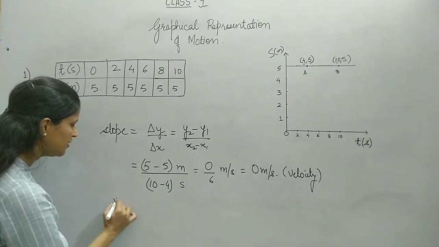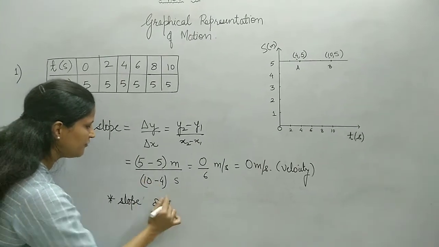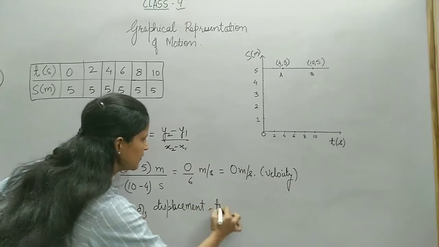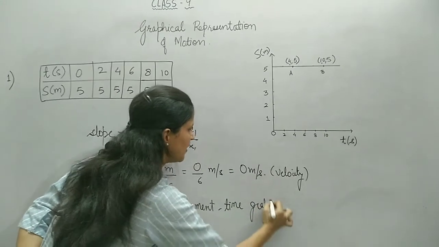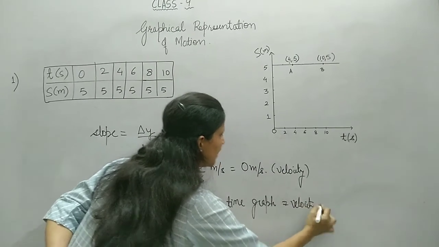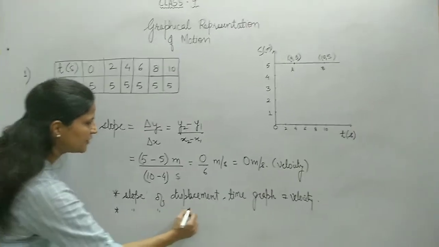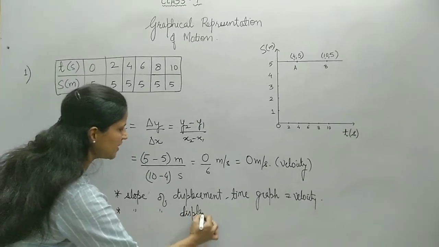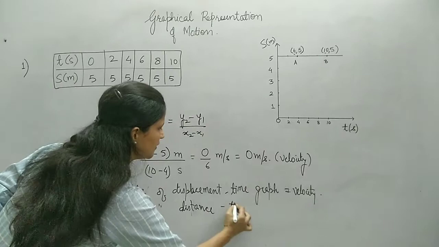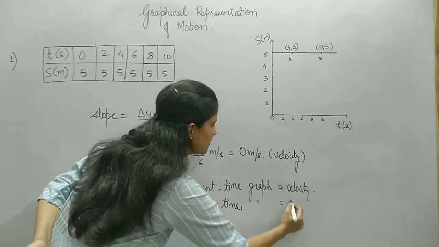So let us write it down. Slope of displacement time graph gives velocity. Similarly, another inference we can draw is that slope of distance time graph, if in place of displacement I take distance, then only the y coordinate will change, and in place of velocity we will get speed.